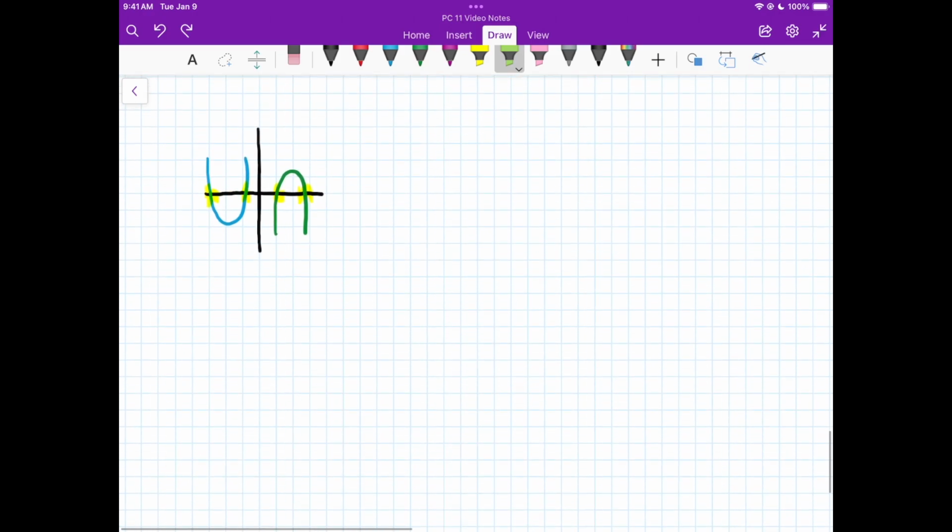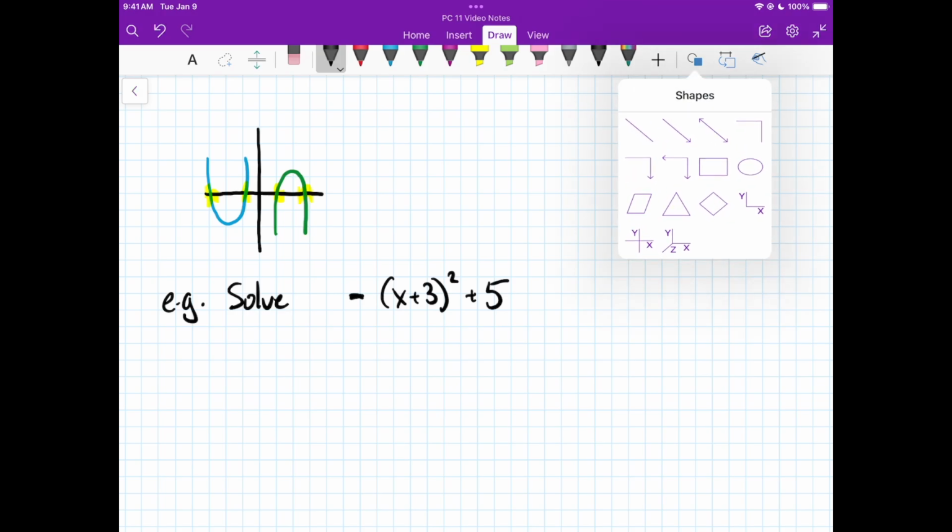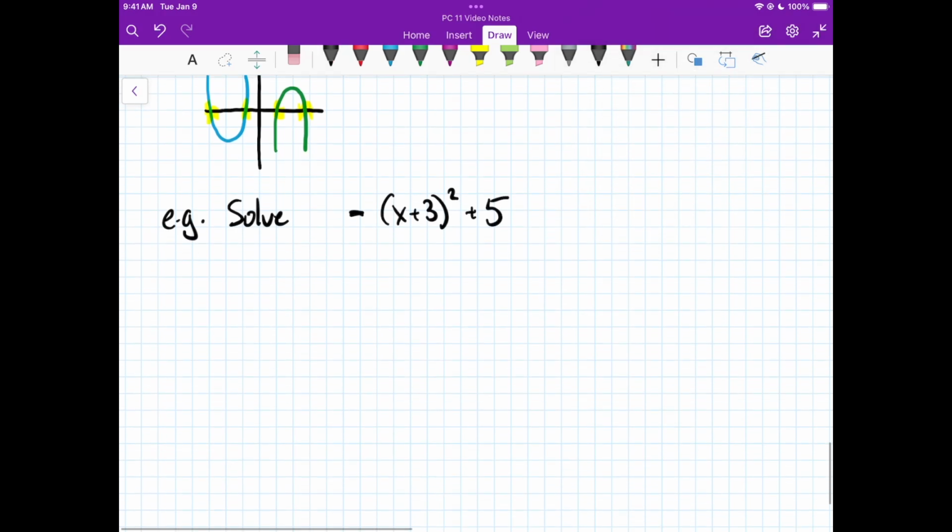Okay, let's give you another one of these to practice. This one will have solutions, I promise. You're going to solve negative (x plus 3) squared plus 5. A 5 by 5 grid will do great on this one. So go ahead, get that all set up, get yourself a graph, and then come back and see how you did. You're going to notice something a little bit weird about the solutions on this one. We're going to talk about that once you've got it graphed.